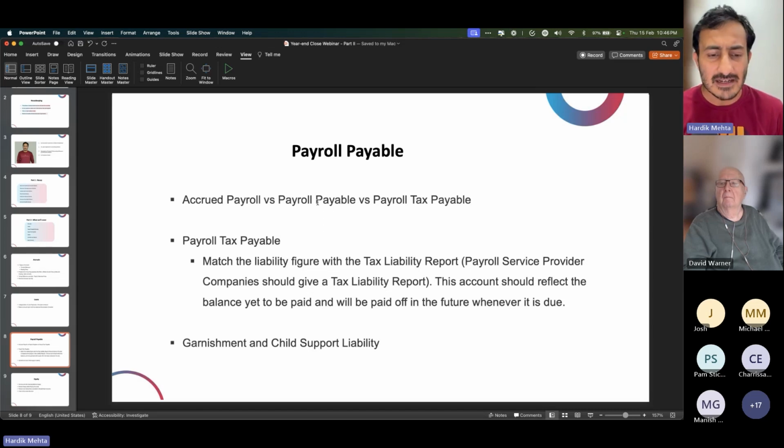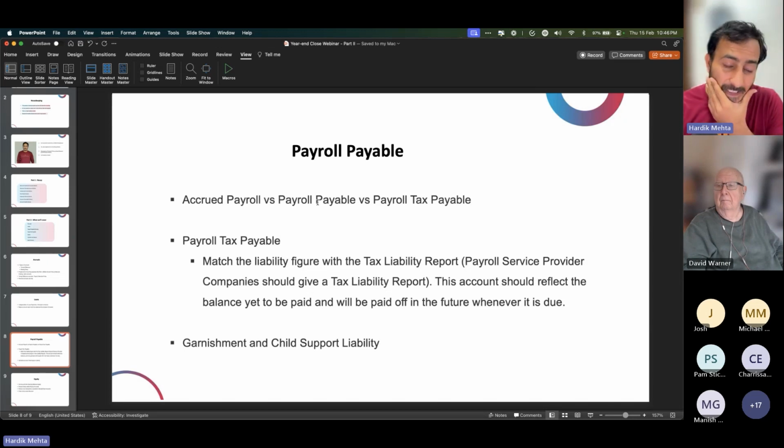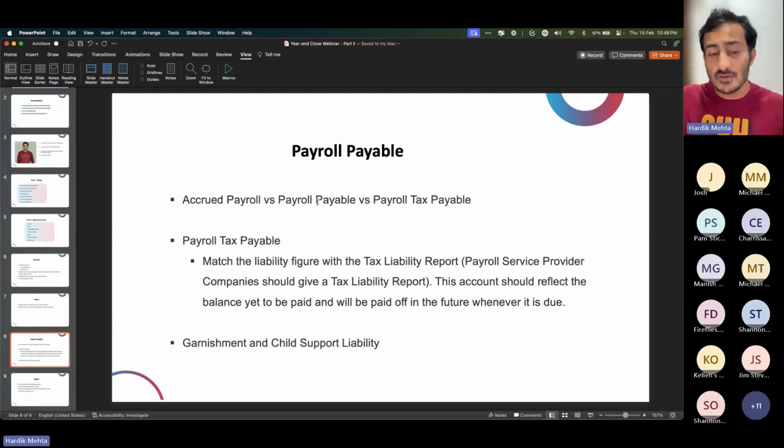Now, not so often, I have also seen garnishment and child support liability. If it does exist, we need to make sure that proper liability accounts exist for those two liabilities as well. In fact, I've also seen where people just directly record those payments as an expense, because they probably didn't know where they should be coding it. So we have to keep in mind, if there's a garnishment or child support liability, we have to deduct it from the employee and then pay it to the government. So I just want to make sure that we have these liabilities separate. These two liabilities will have their own independent accounts, and we will not be merging them with payroll payables or payroll tax payables.